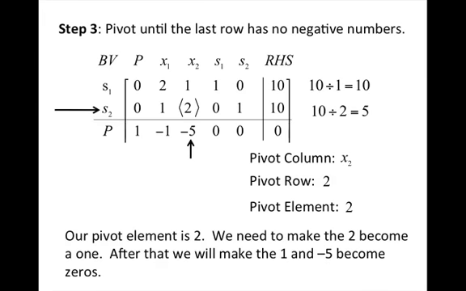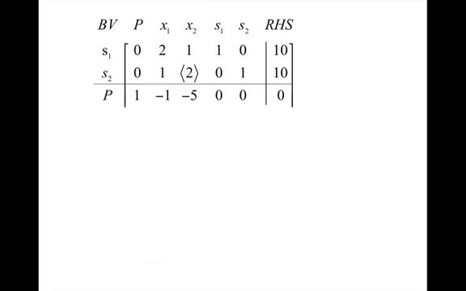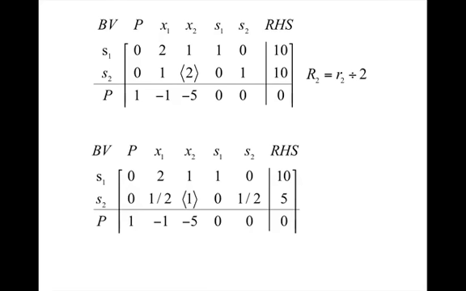So I'm going to complete the pivot by making the 2 become a 1, and then we're going to make the 1 and the negative 5 become zeros. So let's begin with the 2. To make it become a 1, I'm going to divide row 2 by 2. When I divide row 2 by 2, I get 0, 1/2, the 1 that I wanted, 0, 1/2, and 5. And then recopy rows 1 and 3.